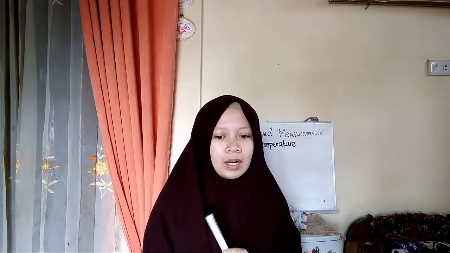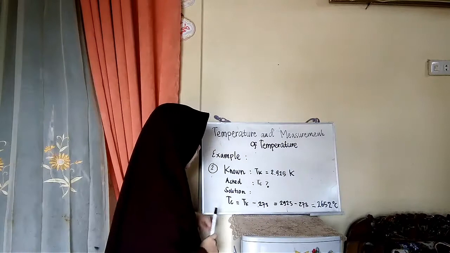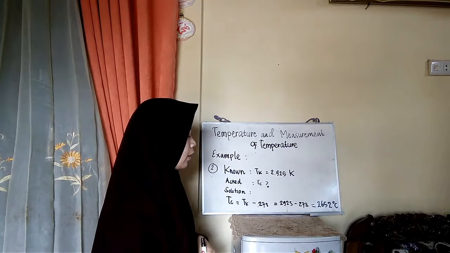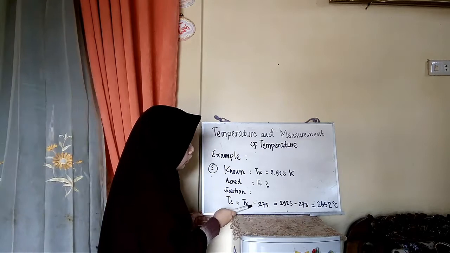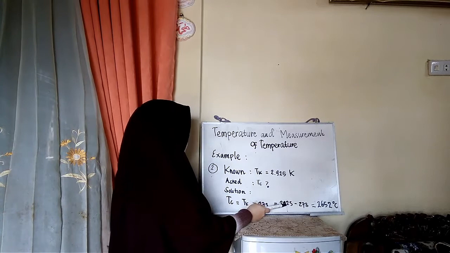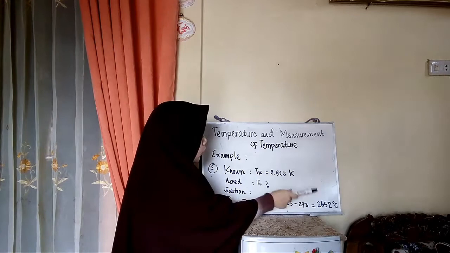2,925 Kelvin. What is the temperature of the lamp filament on the Celsius scale? Okay, solution. We know TK equals 2,925 Kelvin, asked TC. Solution. TC equals T minus 273 equals 2,925 minus 273 equals 2,652 degrees Celsius.